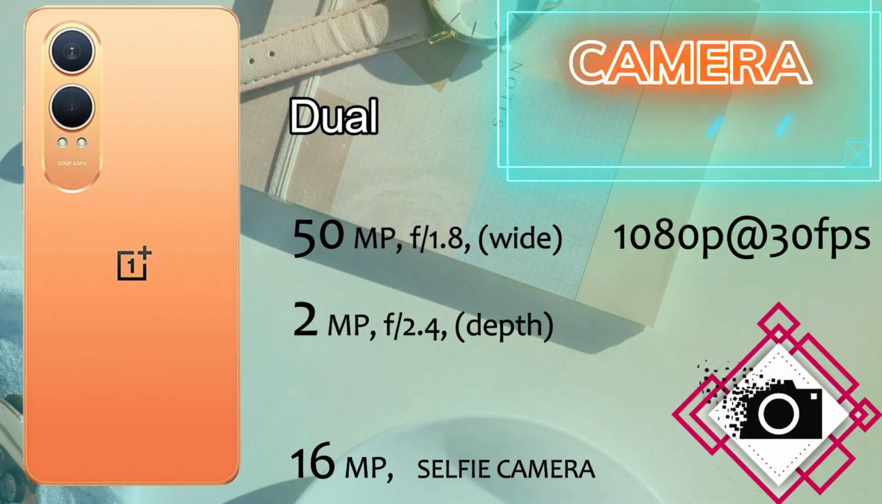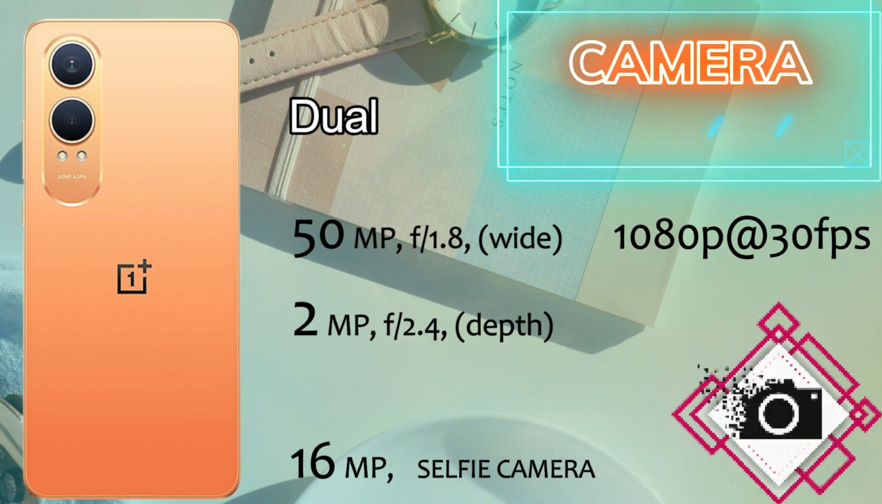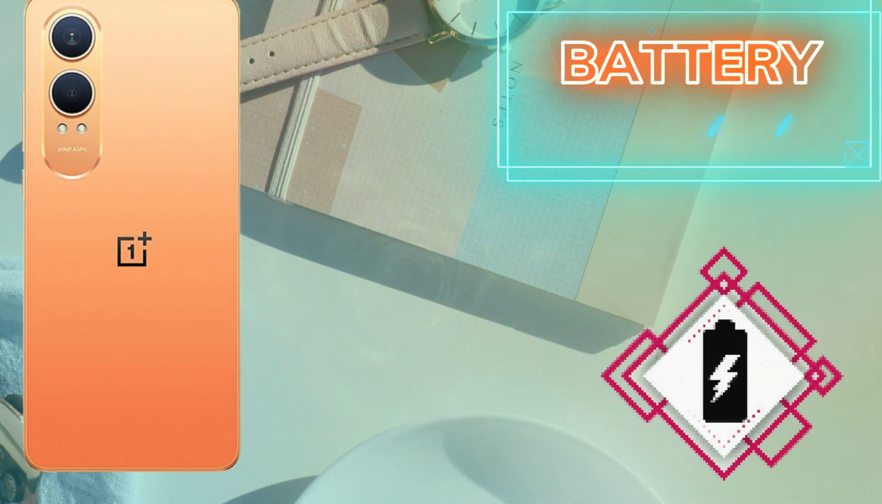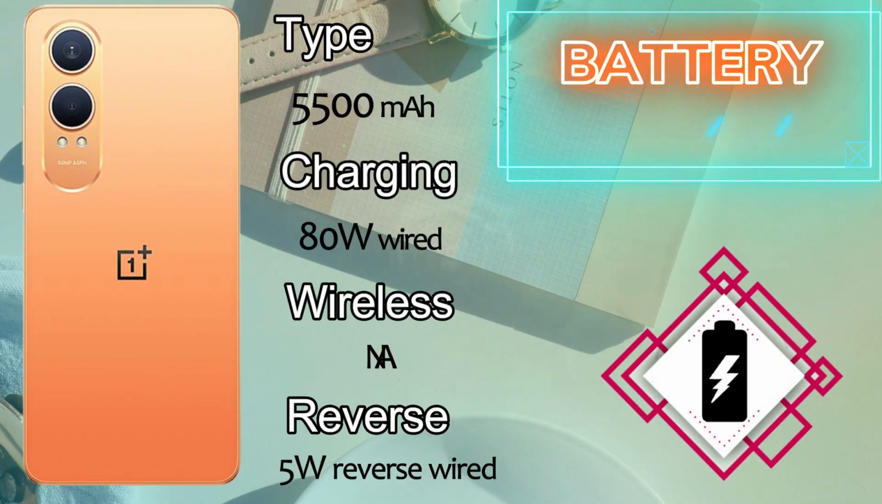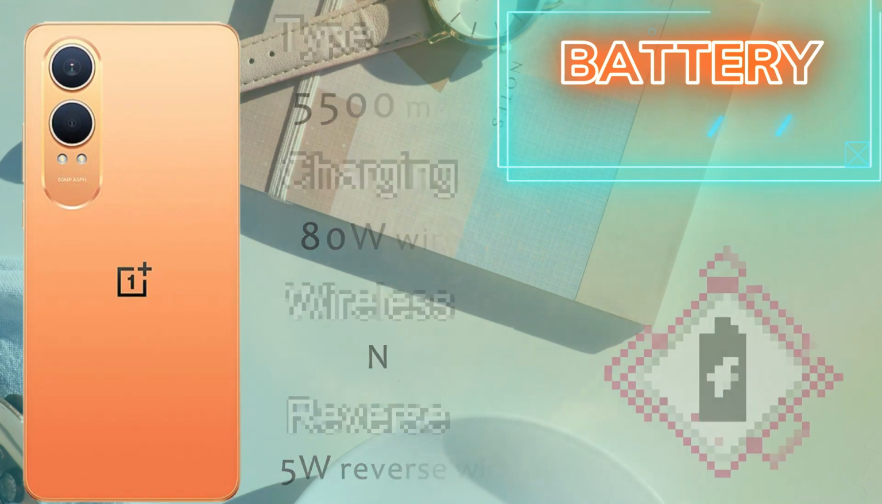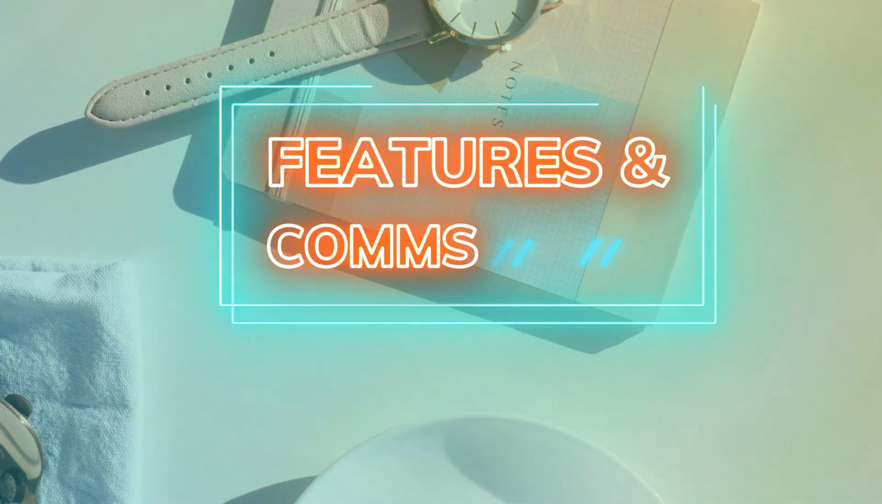The camera setup of OnePlus Nord CE4 Lite India: it comes with dual camera setup. The main sensor is 50 MP wide and 2 MP depth sensor, and it records 1080p 30fps video. The front camera is 16 MP with 1080p 30fps video record too. The battery backup is 5500 mAh battery and 80 watt fast wired charging. No wireless charging in this mobile, and 5 watt reverse wired charging too.